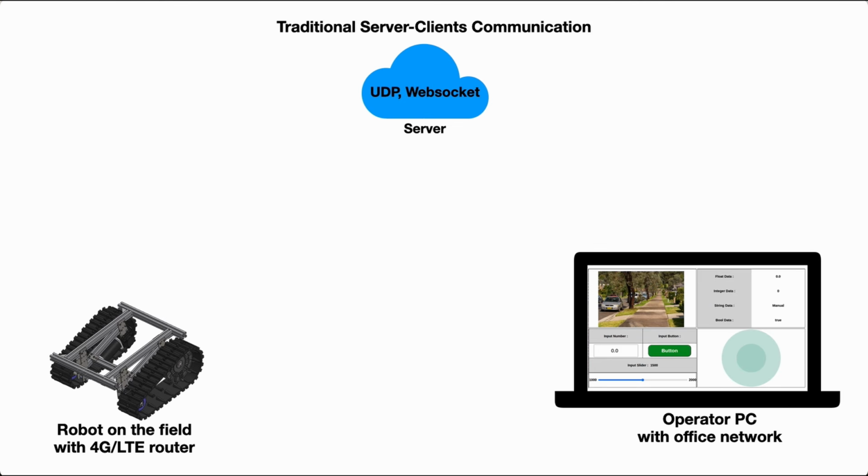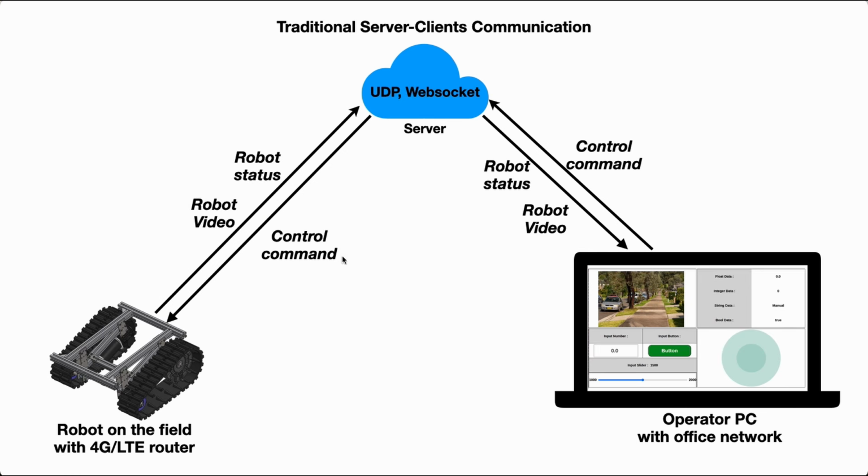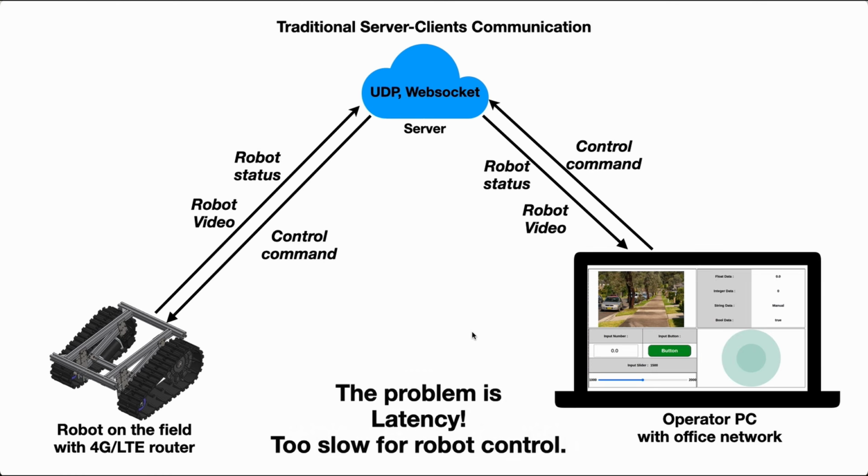With traditional old-school custom UDP or WebSocket communication, you will need to launch a server machine somewhere, and your robot and your web console GUI will need to talk with the server first in order to send or receive data. Yes, this method also works, but the problem is high latency, or it's too slow.